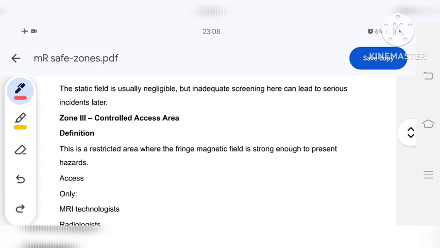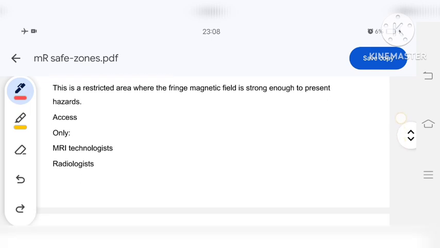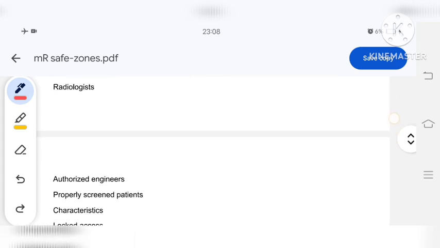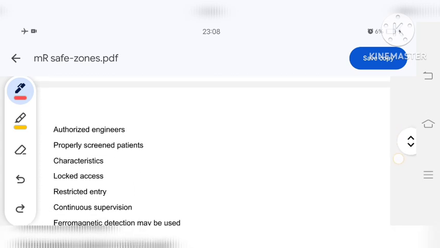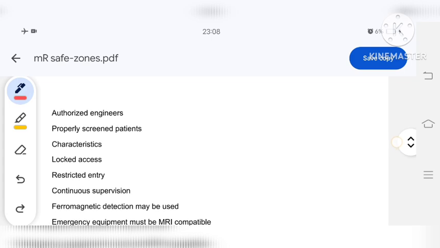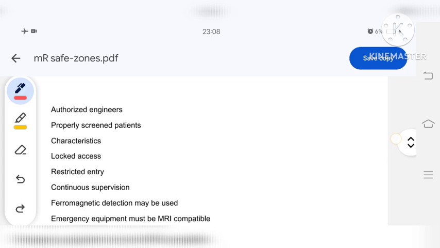Zone 3, controlled access area. Definition: this is a restricted area where the fringe magnetic field is strong enough to present a hazard. Access to this zone is only for MRI technologists and radiologists. Authorized engineers and properly screened patients can go in this zone.